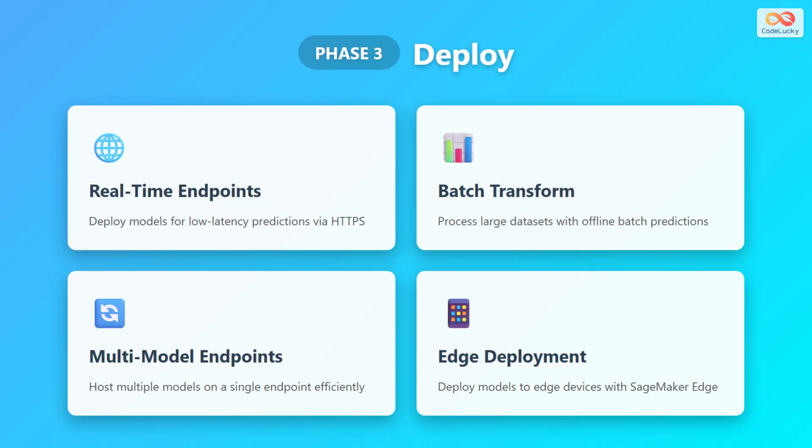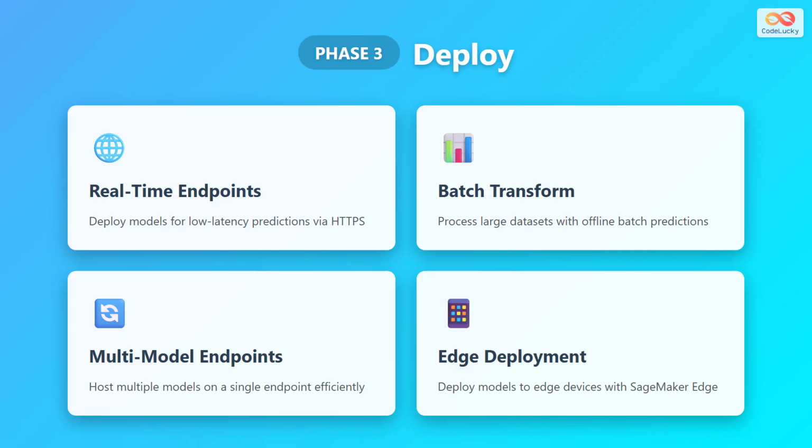The deploy phase is where your trained models become useful in production. Real-time endpoints allow you to deploy models for low-latency predictions via HTTPS. These endpoints are perfect for applications that need immediate responses, such as fraud detection or recommendation systems. Batch transform processes large datasets with offline batch predictions. This is ideal when you need to generate predictions for millions of records and don't need immediate results.